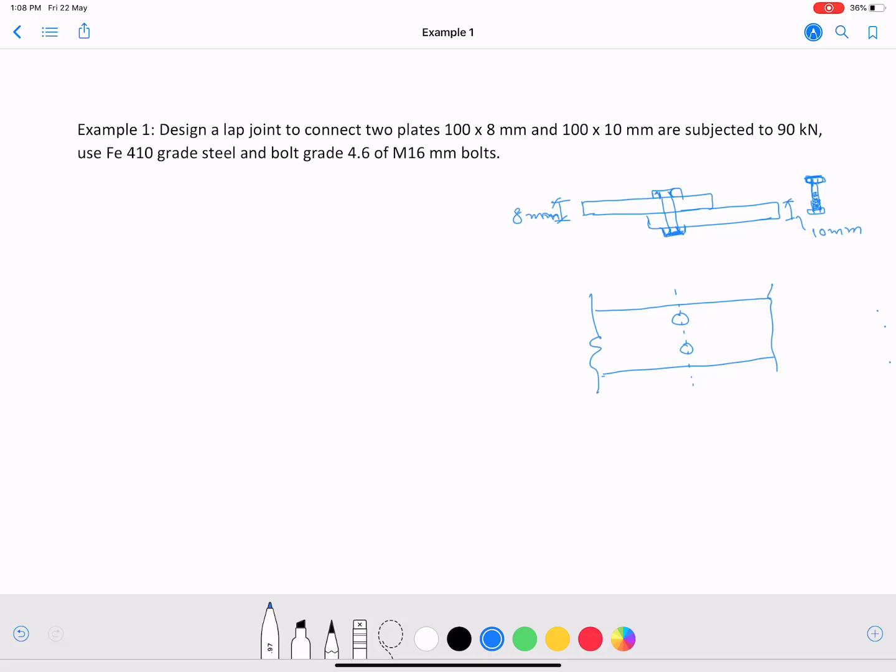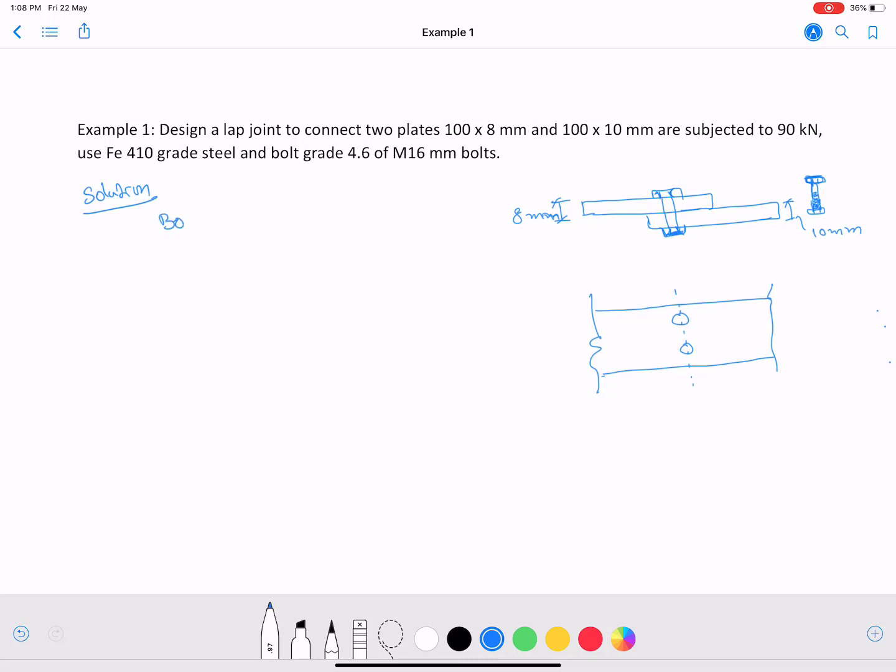Now, generally we discussed the generic capacities for the connection we are testing: shear strength of the bolt, bearing capacity, and tension rupture of the plate, tension capacity of the plate. Generally the rupture is the governing case. So first let's see the design data. What are the data we need actually?